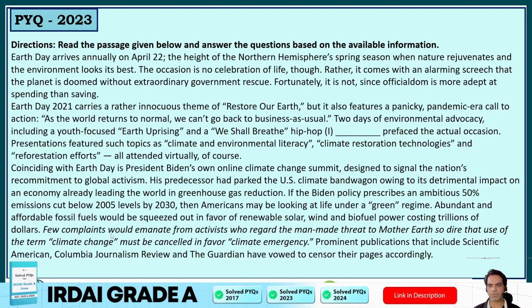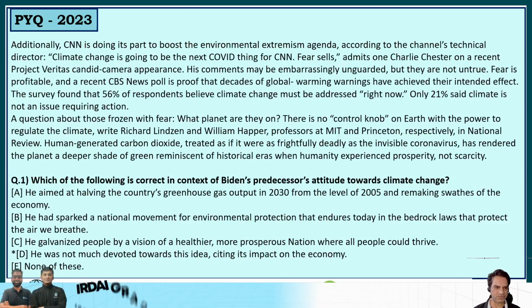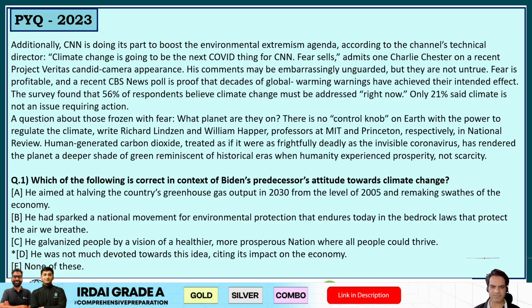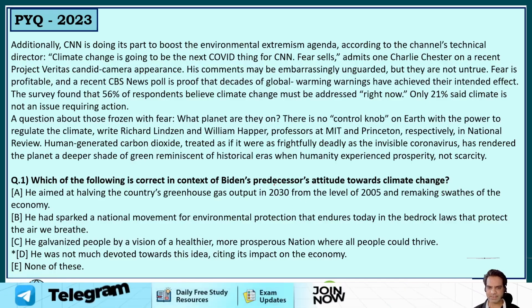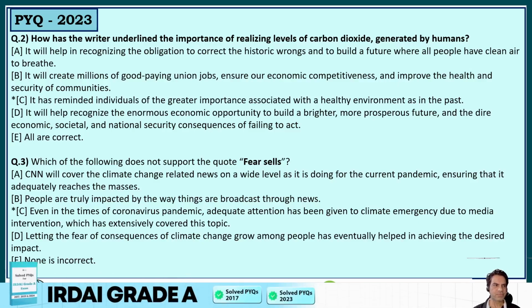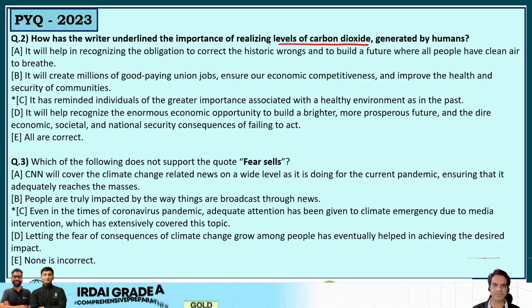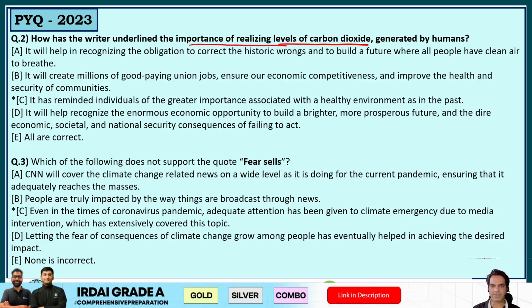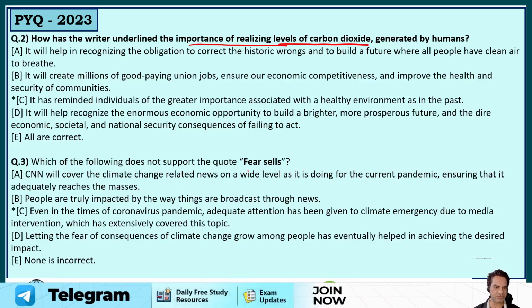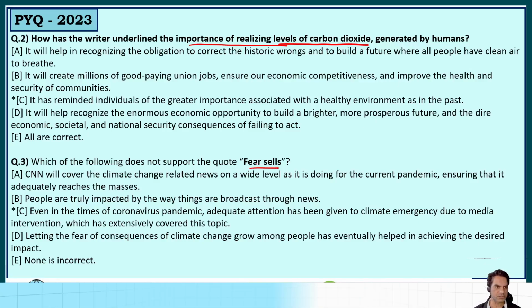So first we are given a comprehension passage. Let's read the questions first and then we will be solving the answers. First is, which of the following is correct in context of Biden's predecessor's attitude towards climate change? So we have to find what Biden's predecessor's attitude was. Then, how has the writer underlined the importance of realizing levels of carbon dioxide generated by humans? Third is, which of the following does not support the quote fear sells? Okay, so we have to find that.